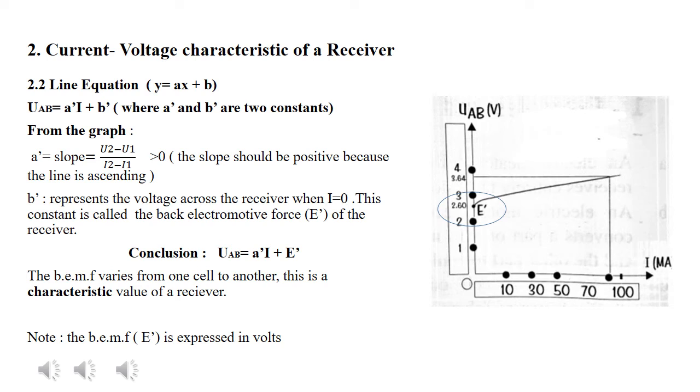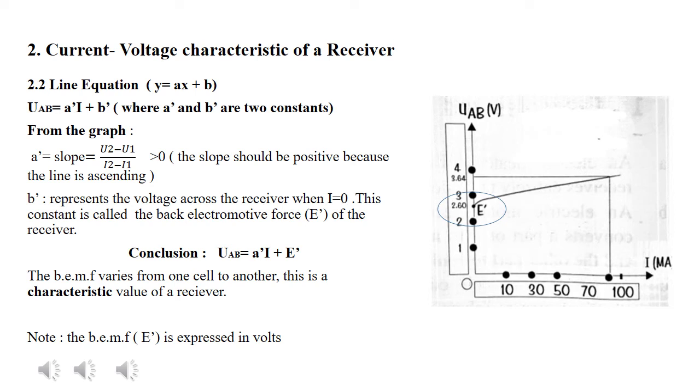The equation of any line is represented by y equals ax plus b. Instead of y, write the variable UAB, and instead of x, write the current. It becomes UAB equals a' I plus b', where both a' and b' are two constants. I presented a and b with prime, a', b', to differentiate them from those of the generator.